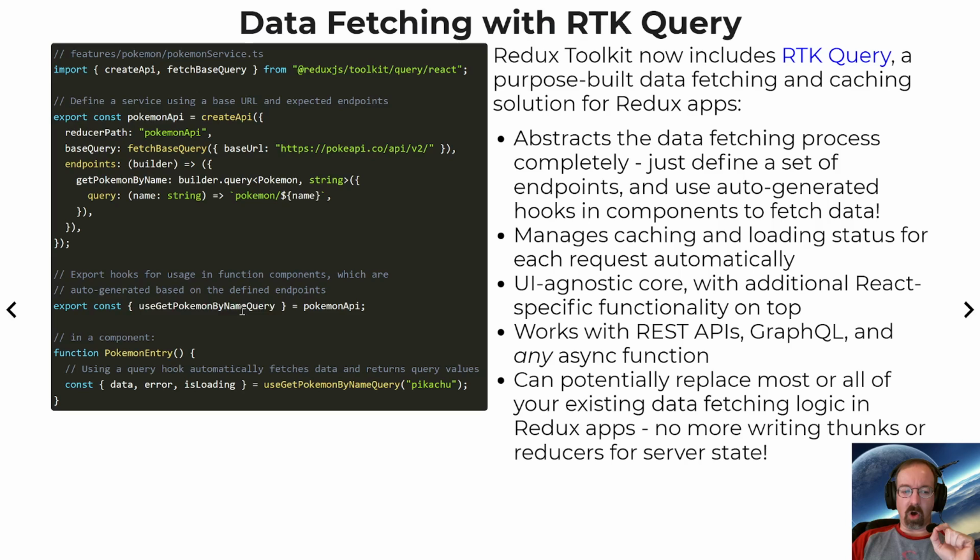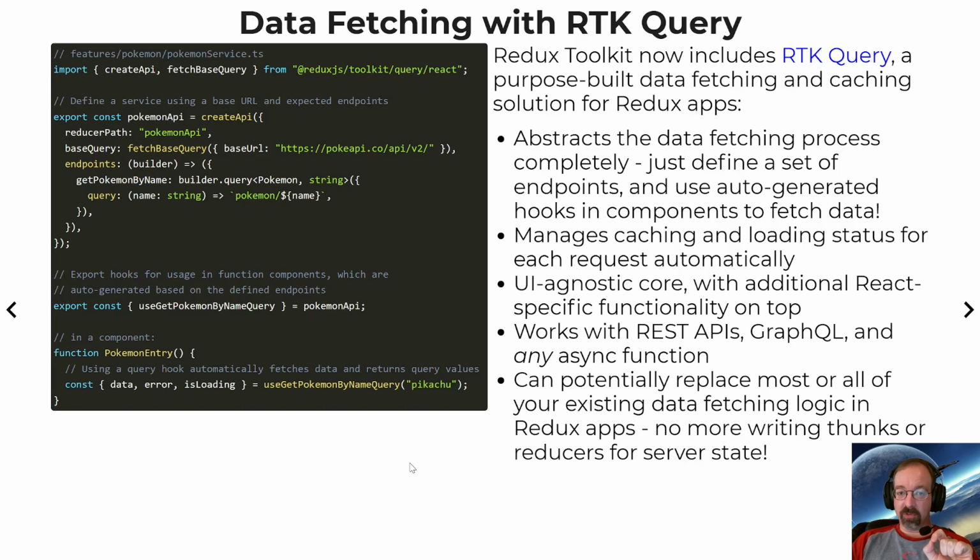And you'll notice that this automatically generates a React hook based on the name of the endpoint. And if I call that hook in a function component, it's going to give me back fields for the data and my loading state. It'll automatically trigger the request, update my component as the loading state changes or as the data comes back. And all that work is done for me. I didn't have to write any thunks or reducers or effects or selectors to get that data.